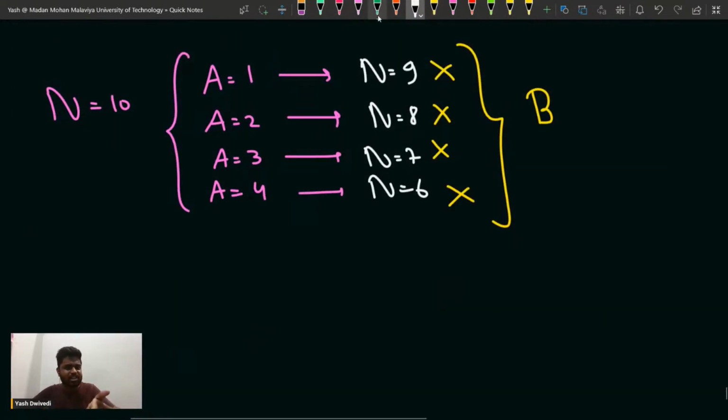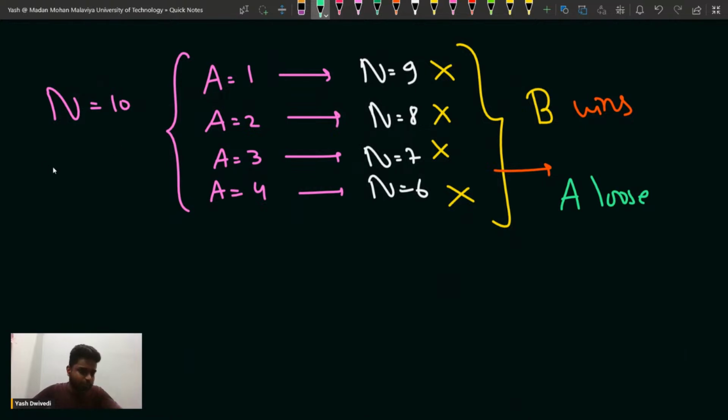In this case, there is no chance for A to win. If you give any value to B, in all these cases I don't want to give any of them to B. So basically, B will win and A loses here. So we can observe when A was losing: N equal to 10 is a losing state. Any player who starts with 10 is going to lose. Is that clear to everyone?